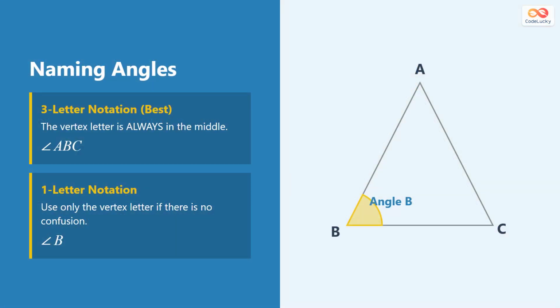When naming angles, accuracy is key. The best method is to use 3 letters with the vertex letter in the middle, like angle ABC. If the picture is simple like this one, you can also just say angle B.